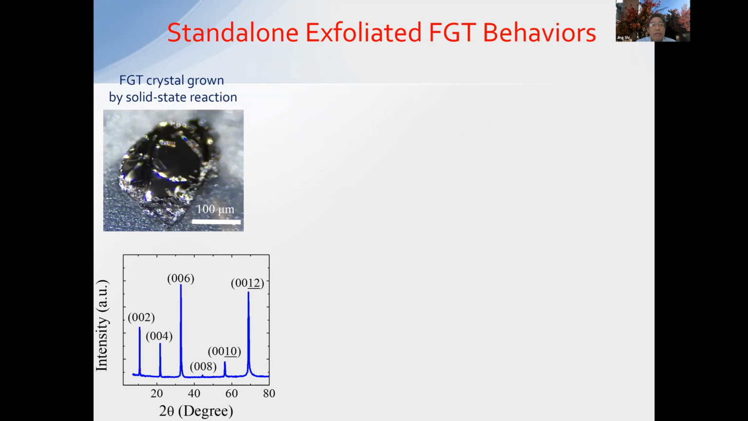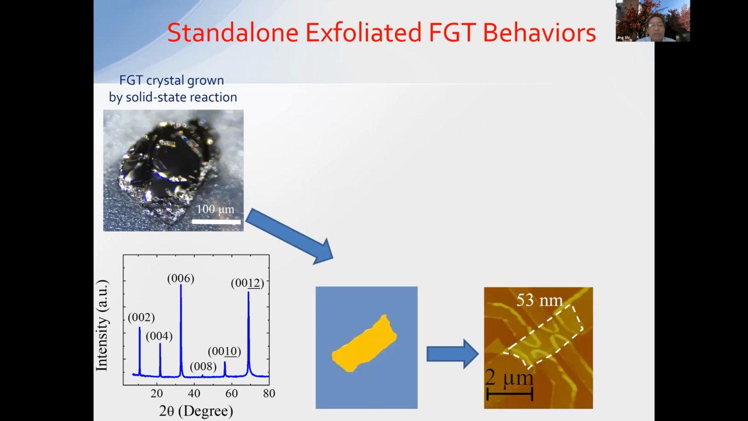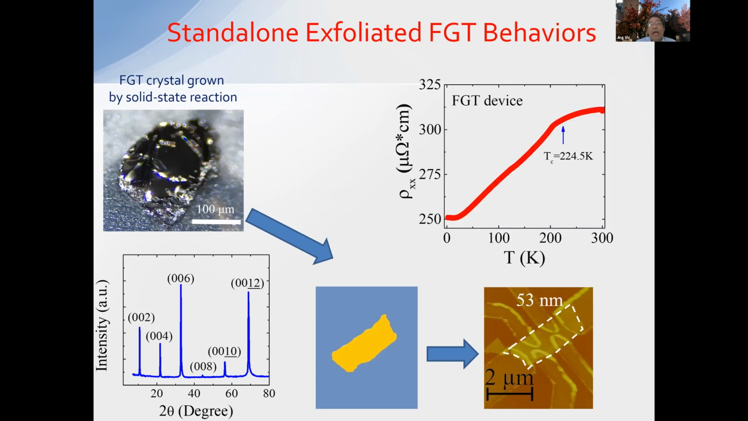Okay, so we start off with a single crystal, a little piece, not large, but sufficiently large for exfoliation. So it has a very well-oriented single crystal. In general, we exfoliate it and isolate it. Because it's metallic, we can directly put electrodes on. Actually, FGT is not so air sensitive. It degrades slowly, but if we do things quickly, we can still make a really good device. And this is, in general, the resistivity versus temperature.